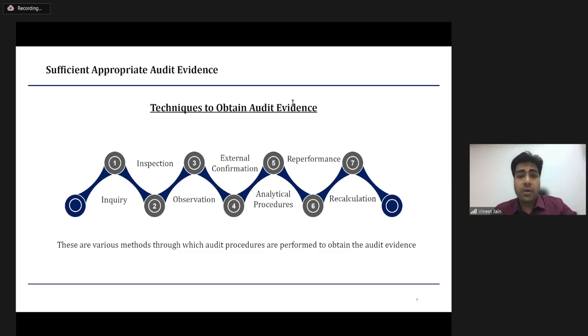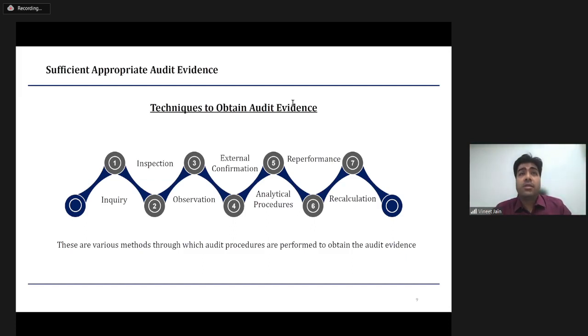Now, these are the five techniques which I just talked about. There might be instances wherein we may need to apply more than one technique in order to gather a particular audit evidence for a particular item during the audit. So it is not necessary that one particular technique will only be applied to gather audit evidence for a particular aspect. More than one technique may also be applied.